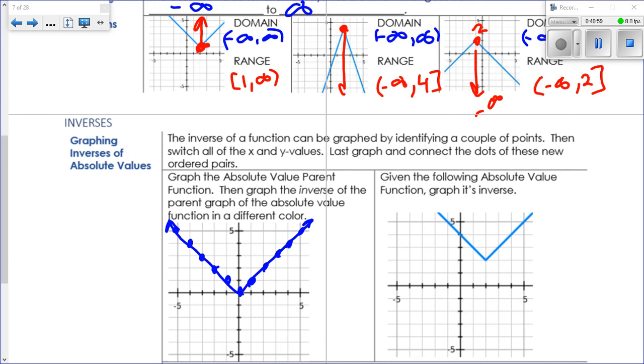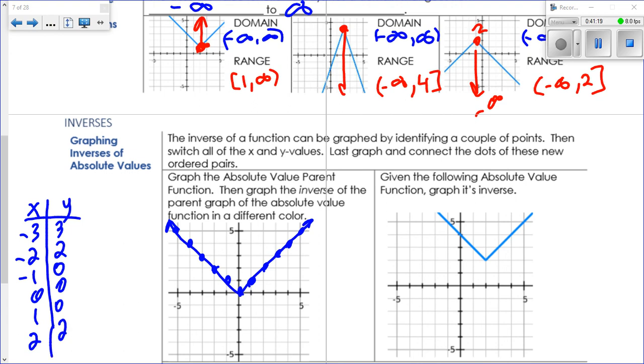I'm going to put a couple of these points in a table. So for my x's and y's, on the left I have -3, 3, -2, 2, -1, 1, and then 0, 0, and then 1, 1, 2, 2. Okay? Now my inverse, I can just switch the points, the x's and y's: 3, -3. It's my inverse, my new points.